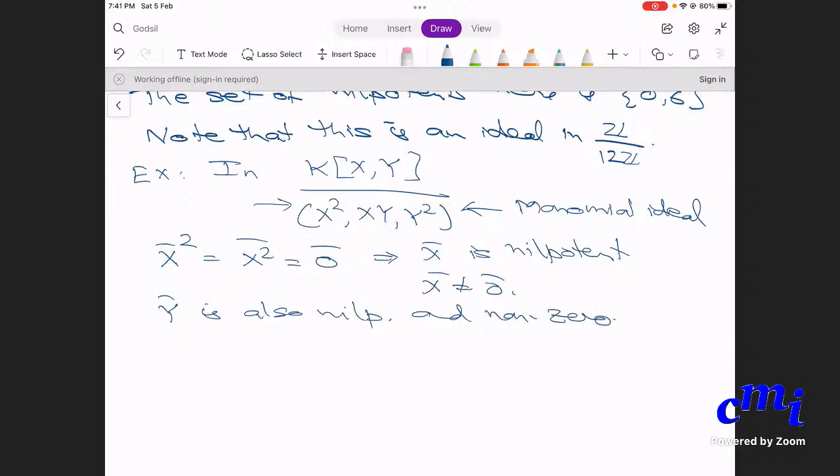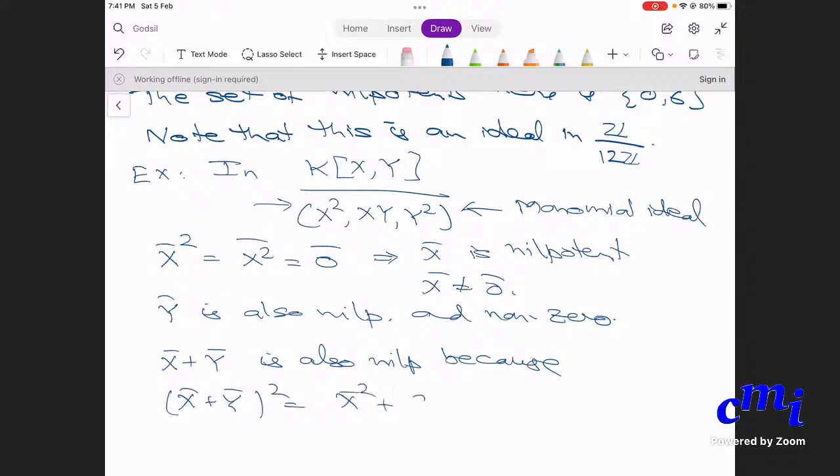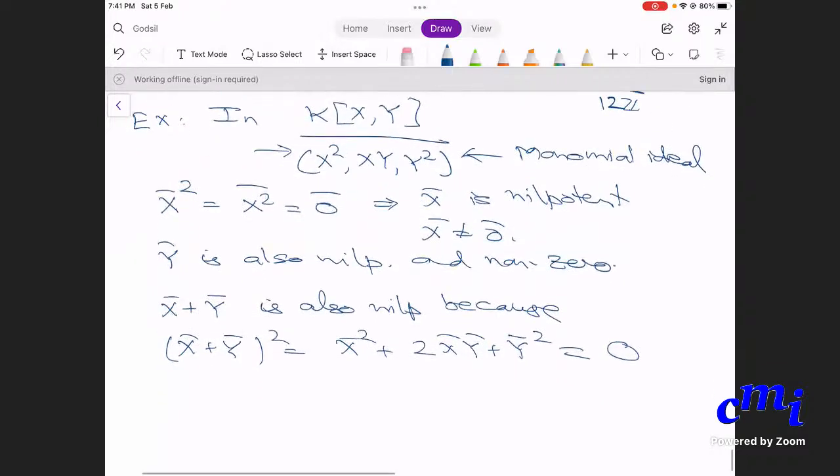So what about the sum, x bar plus y bar? If you take the square, x bar plus y bar squared is x bar squared plus 2 x bar y bar plus y bar squared. We know all of these terms are 0. x squared is 0, 2xy is 0, y squared is 0. All of them belong to that ideal, right? So x bar plus y bar squared is also 0 bar, so x bar plus y bar is also nilpotent. In general, we will see that the sum of nilpotent elements is also nilpotent, and that's the reason why the nilpotents form an ideal. I'll get to that soon.